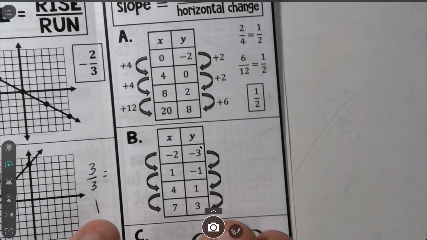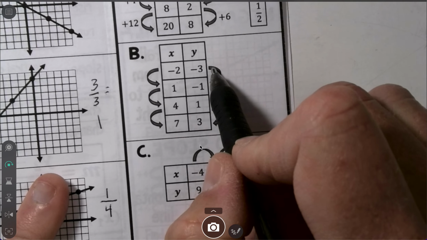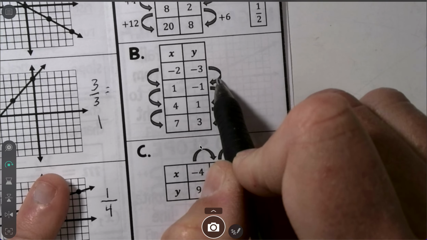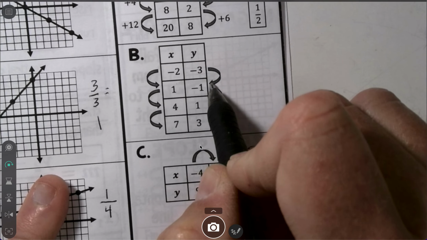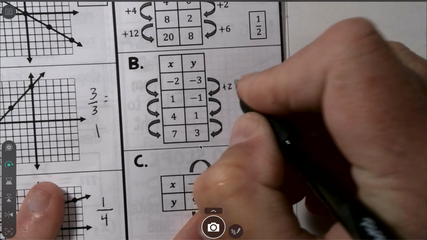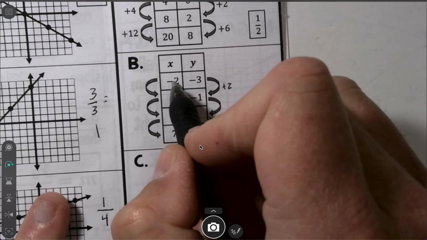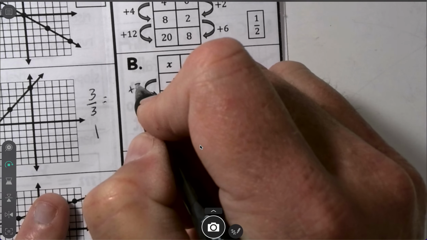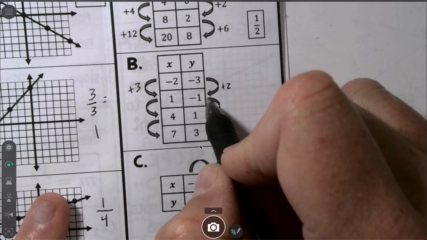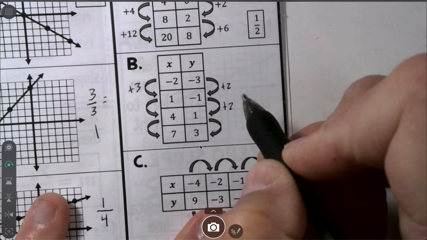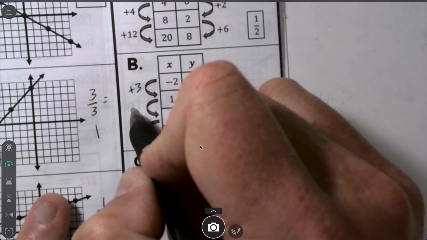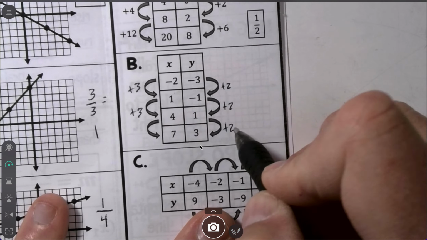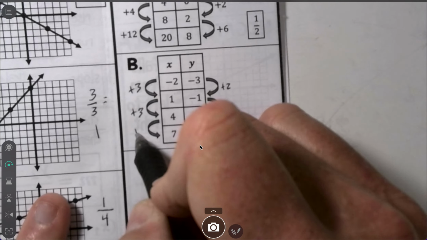Okay? So I would do the same thing here. Look at my y values, from -3 to -1. How much increase is that? 2. It's a +2. And then from -2 to +1, how much increase is that? 1. So that's a +3. And from -1 to +1, that's +2. From 1 to 4, that's +3. And then from 1 to 3, that's +2. And from 4 to 7, it's +3.